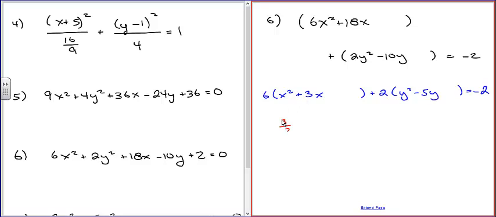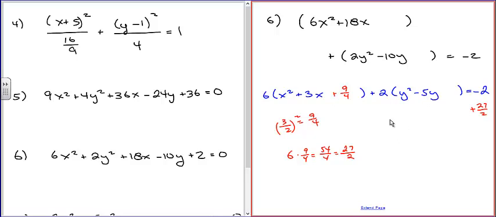Okay, so we take 3 divided by 2, which is 3/2. We square that, which is 9/4. So we add 9/4 inside. But we're really adding 6 times 9/4. So 6 times 9 is 54/4. And you divide both of those by 2, so you get 27/2. So we're going to add 27/2 to both sides. You can either add and subtract it from the same side, or you can add it to both sides.